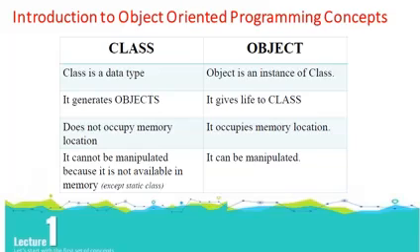Next is, a class does not occupy memory, as it is just a concept. It does not occupy any memory location, whereas an object occupies a memory location. A class cannot be manipulated because it is not available in memory, as it is a concept, whereas an object can be manipulated, right?